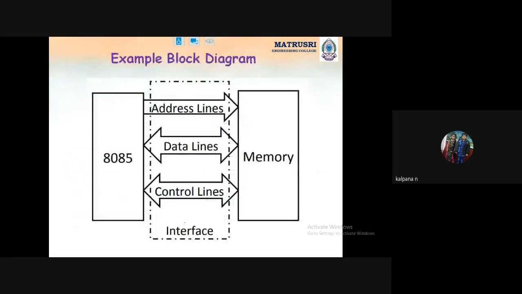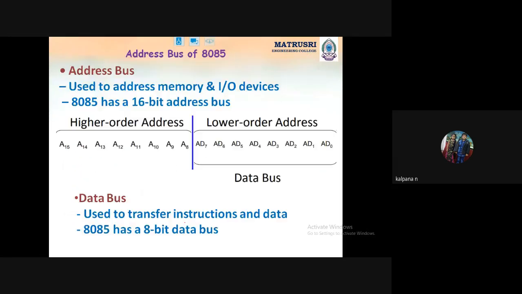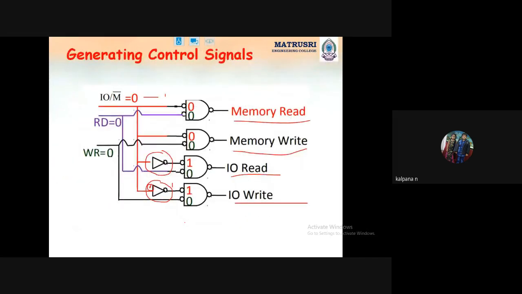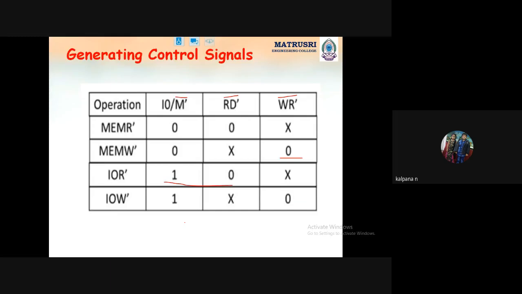In this way, we need to connect. Okay. So this is the generating control signals. Any doubts in generating control signals? No, ma'am. Very good. So that I can move to the next slide.